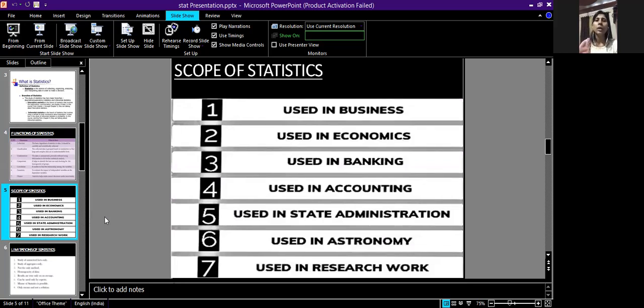So let's start studying the scope of statistics. That is, what are the areas where this science is actually useful. So let's start with business. You all are business students, and we are teaching you business statistics. So we must have an understanding of how these statistical tools are used in business.